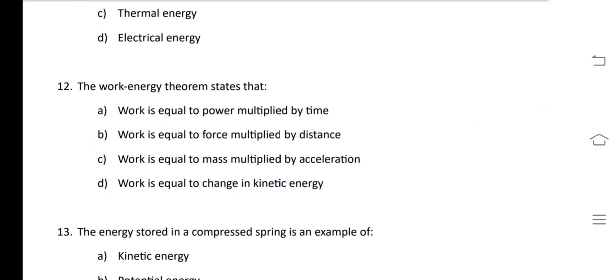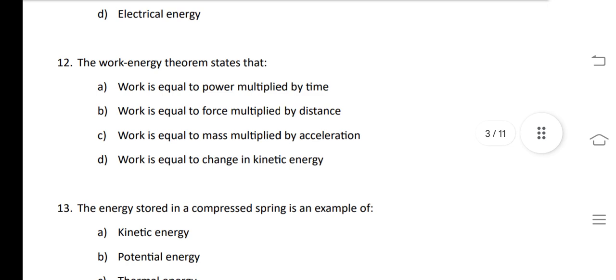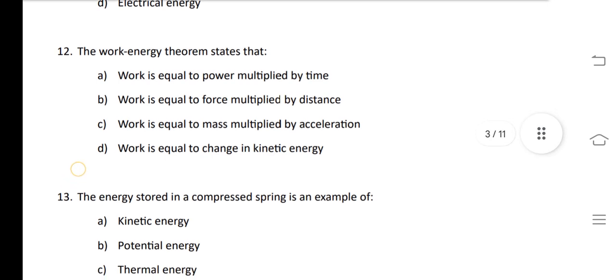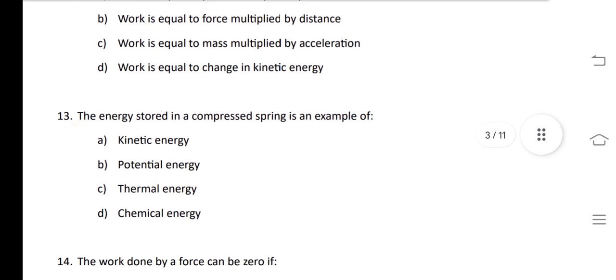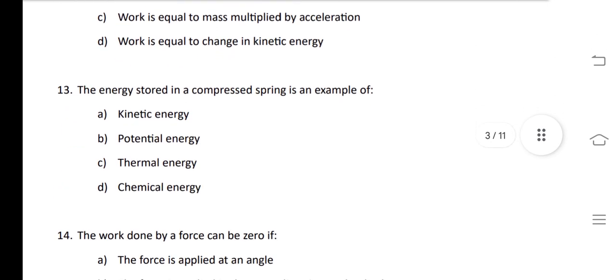Our next question: work energy theorem states that work is always equal to the change in its kinetic energy. So the correct answer is option number D. Work is equal to final kinetic energy minus initial kinetic energy.